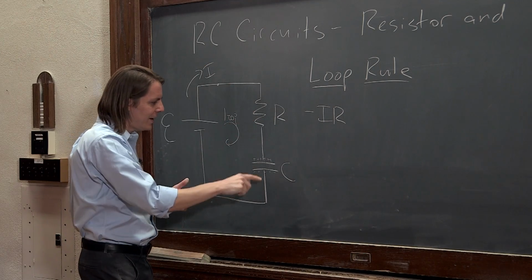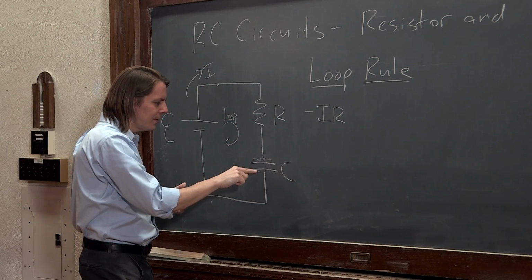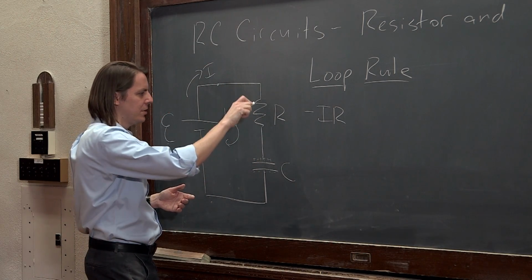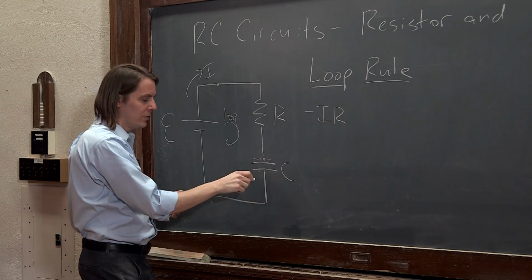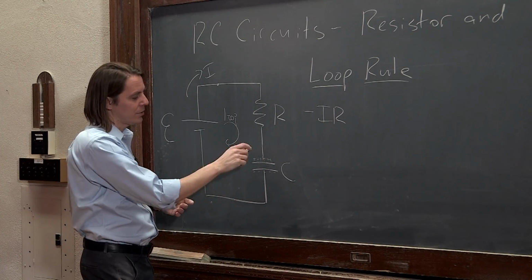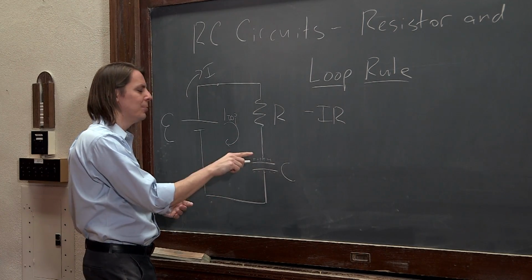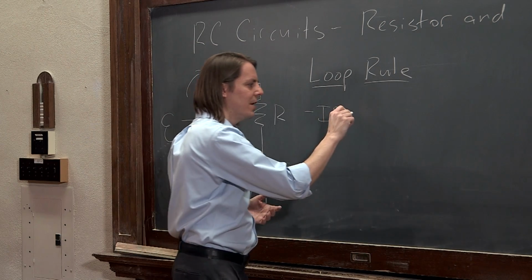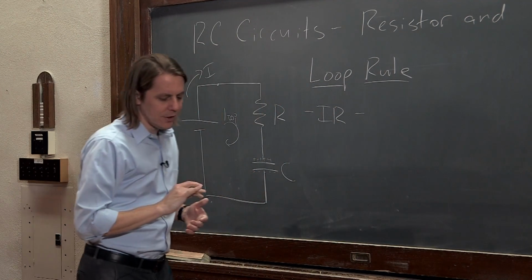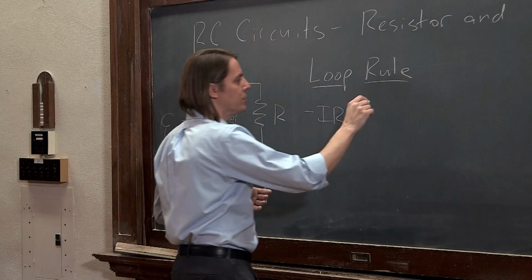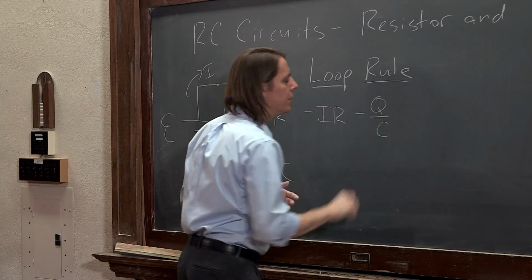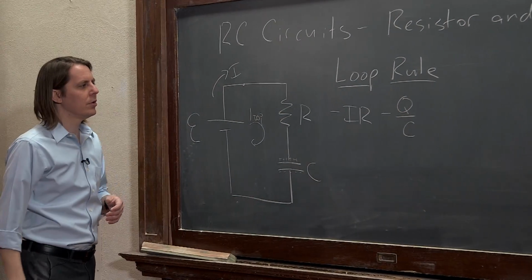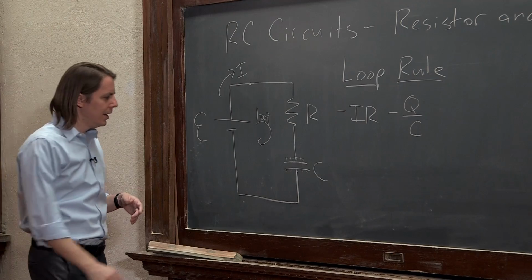So if the current flows like that, this is the high potential side, this is the low potential side. If I'm a test charge and I go from here to here, I'm going down in potential. It's kind of like the resistor. So from the low potential minus the high potential is negative. So it is a negative potential, and it is not the current, it's the charge. I'm just going to write that as Q. It's Q over C.